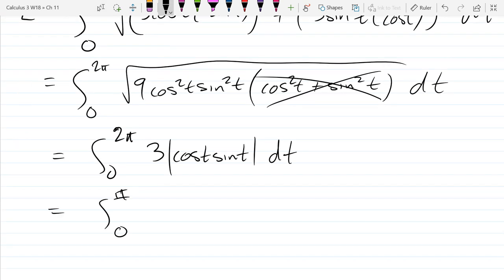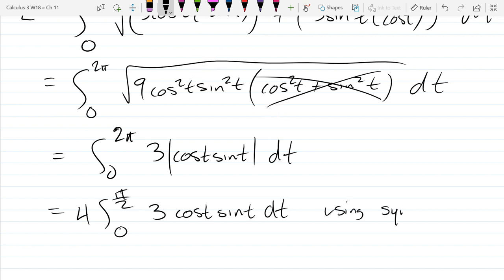0 to pi over 2. So I'll take a quarter of the perimeter, multiply by 4. I know everybody's positive in quadrant 1, so I don't have to worry about absolute values happening here. So I use the symmetry, and I kept it in quadrant 1, so I can just erase absolute values. So there's our asteroid, and all we did was take the single curve in quadrant 1 and just quadruple it.